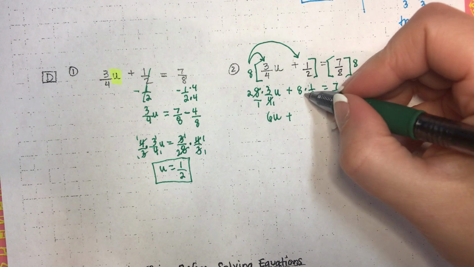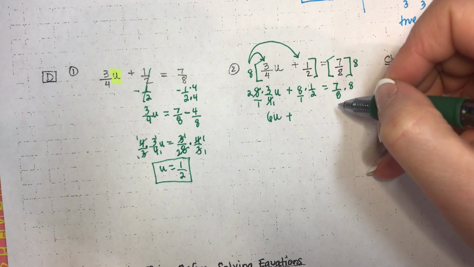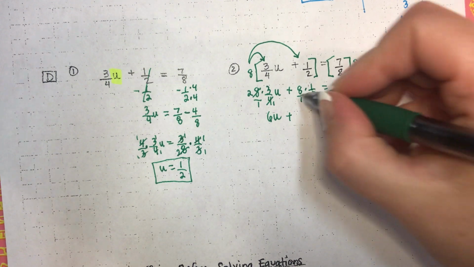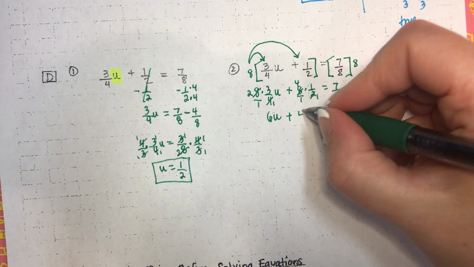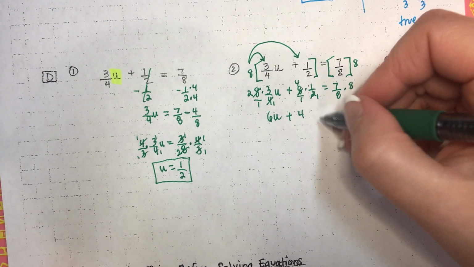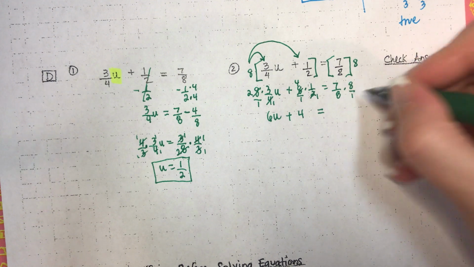Plus, let's look over here, 8/1, look to cross cancel. Is there a common factor between 8 and 2? Yes, 2. 2 goes into 2 one time, 2 goes into 8 four times, and we multiply across. 4 times 1 is 4. 1 times 1 is just 1. 4/1 is the same thing as 4. Equals, and then we make this little 1.